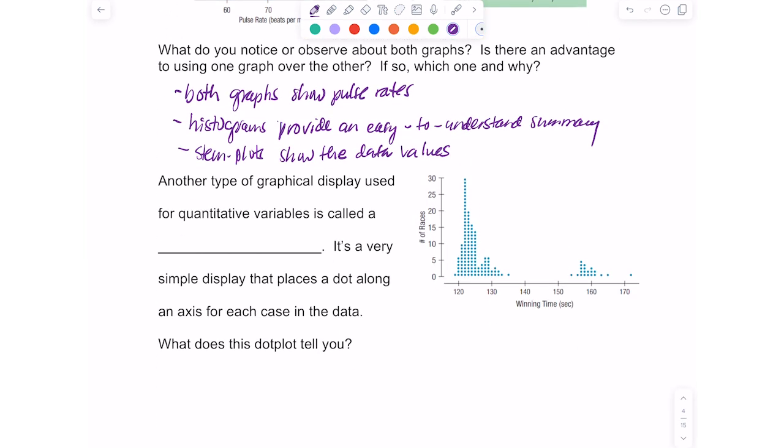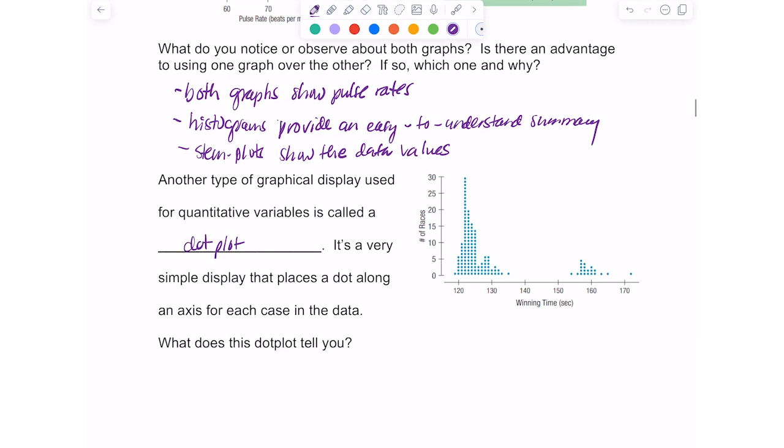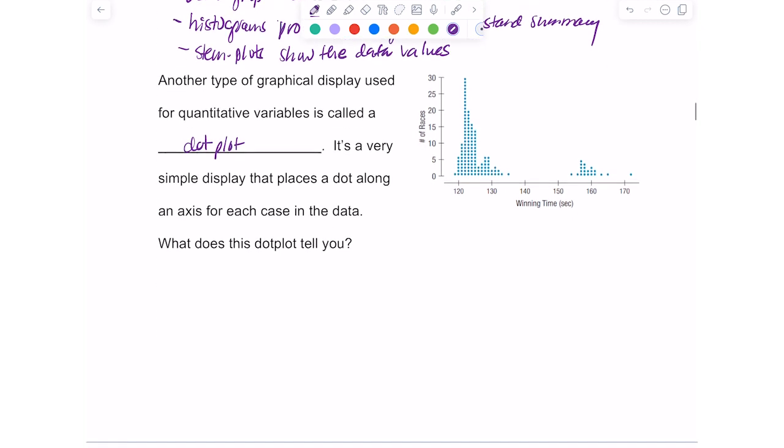Here's another type of display that we use for quantitative data. It's called a dot plot, so it's made of all dots that represent the data points. Dot plots are very easy displays to make because you simply place a dot along the axis for each case in the data. What do you think this dot plot tells you? Take a second to think about it and then come back to the video when you're ready.